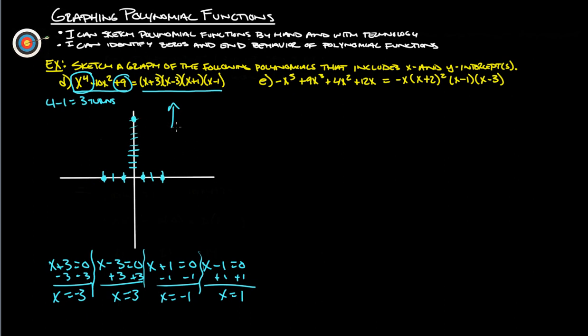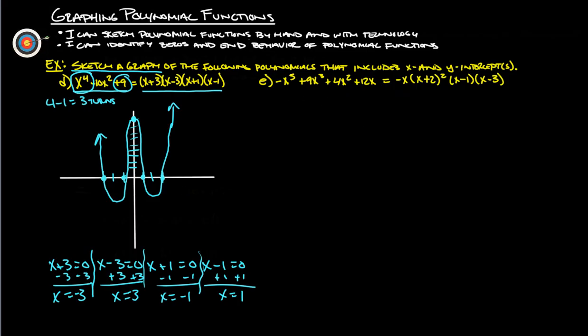If we're just sketching this, we know it's going to come down, go through that, come back up through that, go through that, go through that, and come back through there. It looks something roughly like this. This is a sketch of the graph, and it has the x- and y-intercepts. Same idea over here.